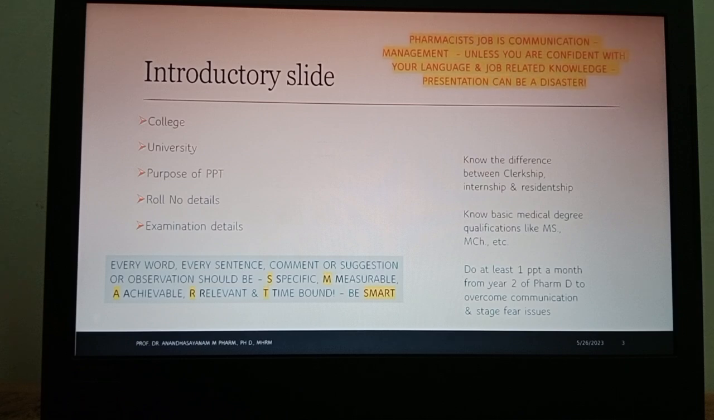Measurable. How am I going to understand that you have adhered to it? I am giving you a chart. Please fill the chart, and I want to measure. When you come back, you bring the strip so that I can calculate the tablets that are available and understand whether you have achieved it or not.